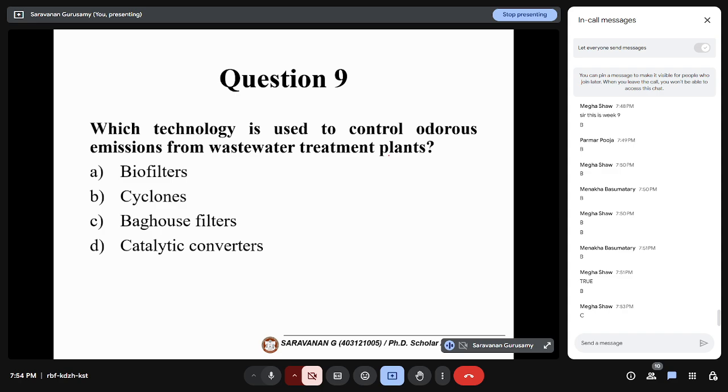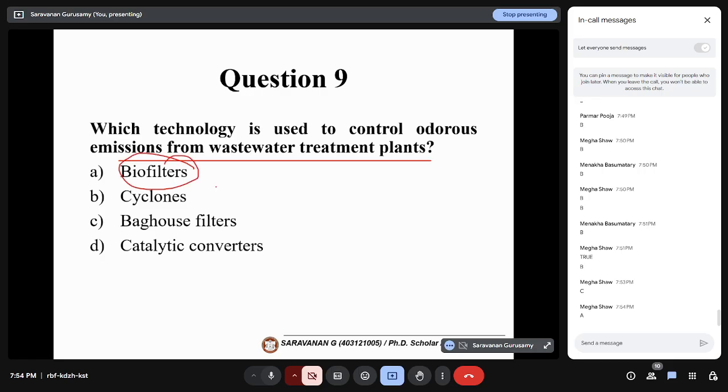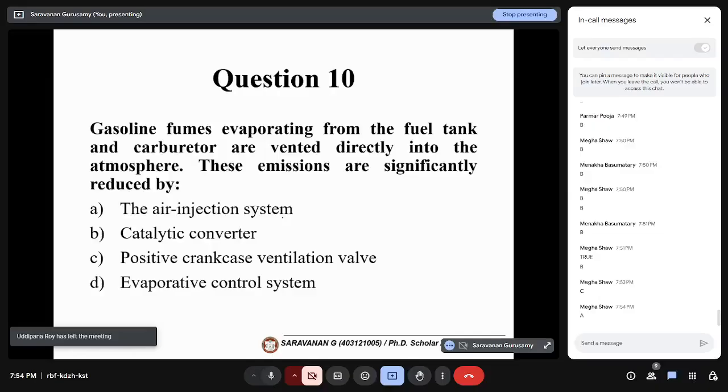Which technology is used for controlling odor emissions from a wastewater treatment plant? For odors, only biofilters are good, not these types of physical methods. Biofilters are good for odor control.